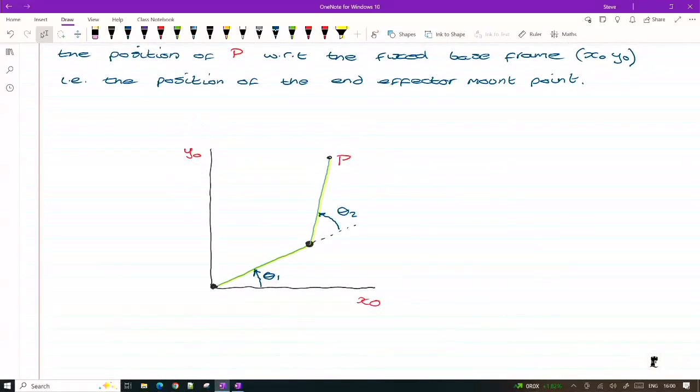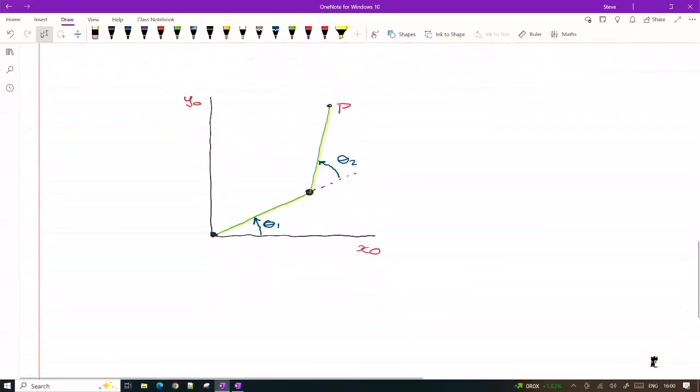So that's our configuration, okay? So what I'm going to do now, I'm just going to start labelling that up, and it'll allow us to work out the position of our end effector given our joint variables θ1 and θ2. So we know the length of the links here are L1 and L2.